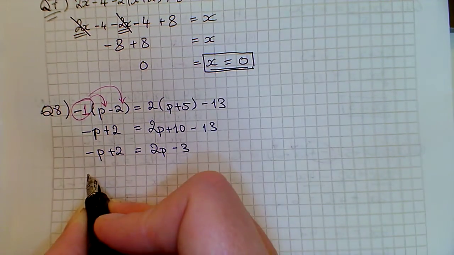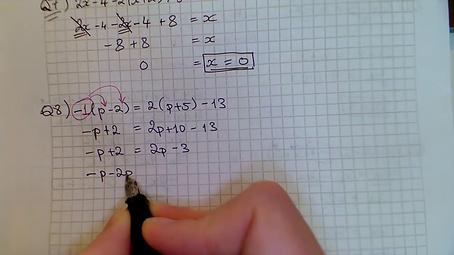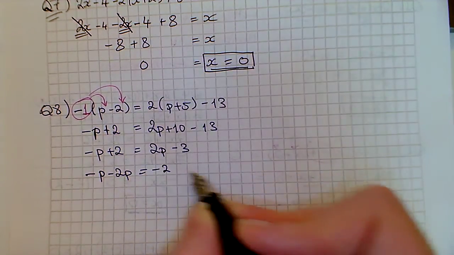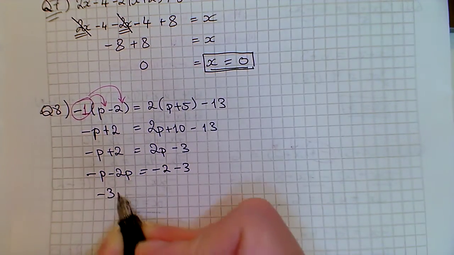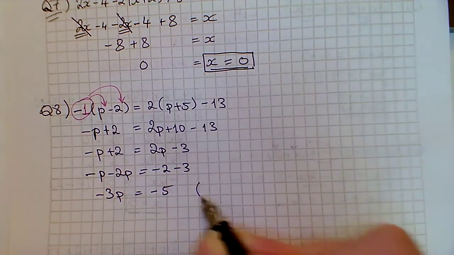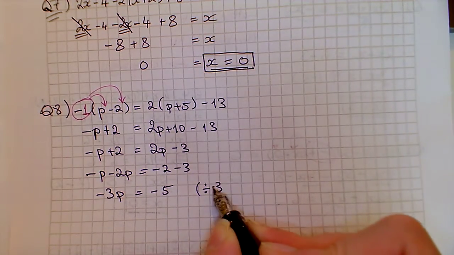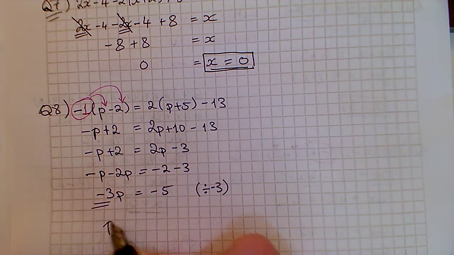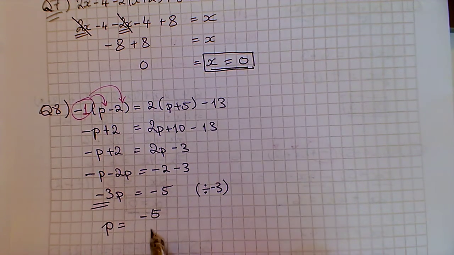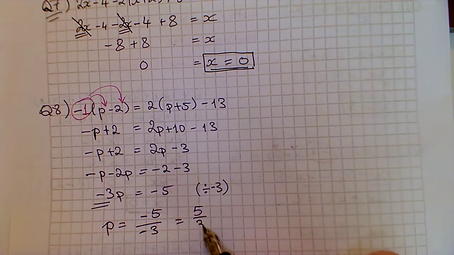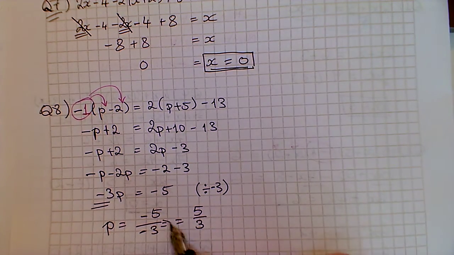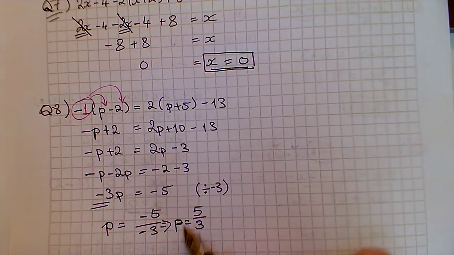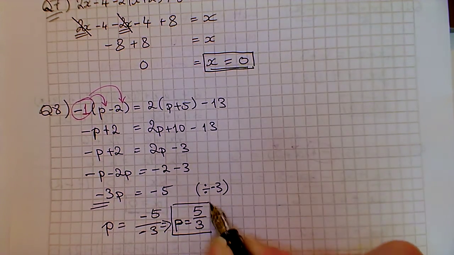Letters left, numbers right. Minus p minus 2p is equal to minus 2 minus 3. So I have minus 3p equal to minus 5, and I divide across by a negative 3, because that's my coefficient. So p is minus 5 divided by minus 3. You can check in your calculator if you're not sure, but a minus divided by a minus is plus as well. 5/3. So p is equal to 5/3.